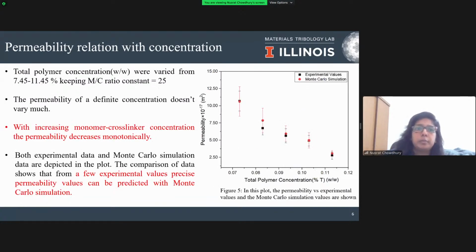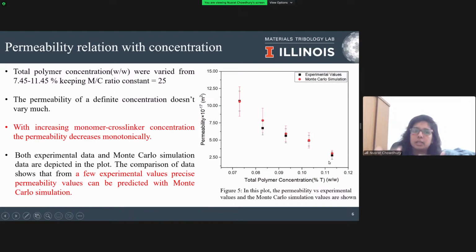Moving on with the results, we plotted total polymer concentration on the x-axis and the permeability values. The total polymer concentration was varied from 7.45% to 11.45%, keeping the monomer to crosslinker ratio constant at 25. The main takeaway of this graph is that the permeability has a definite concentration dependence, and with increasing monomer and crosslinker concentration, the permeability is decreasing. Why is that?